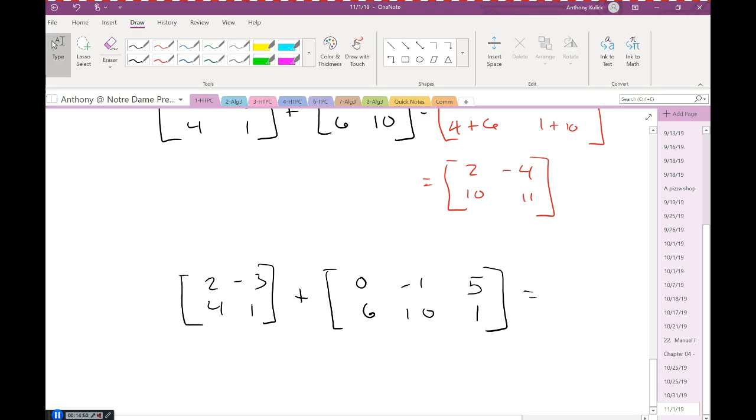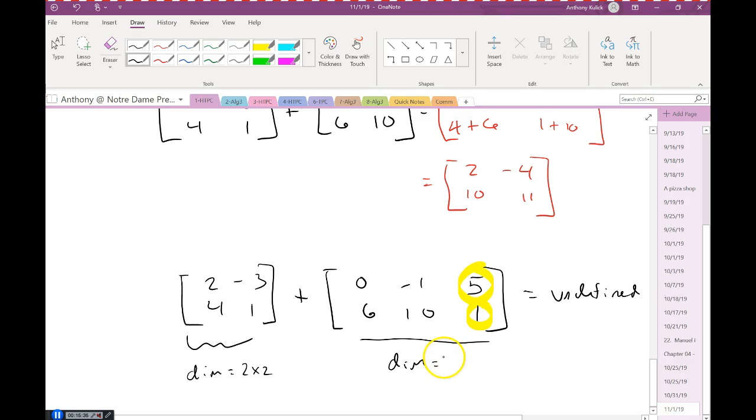Does this make sense? So what are we going to add these things with? Why? There's no zeros in the first matrix. This we cannot do. We'd say that this is undefined. So what is the dimension for this first matrix? That's 2 by 2. And what's the dimension for that second matrix? What is it? 2 by 3.